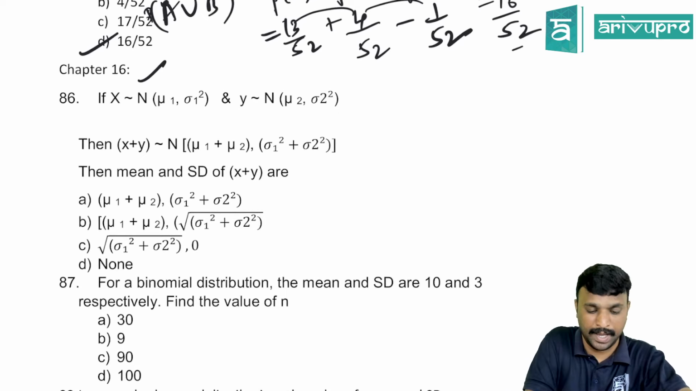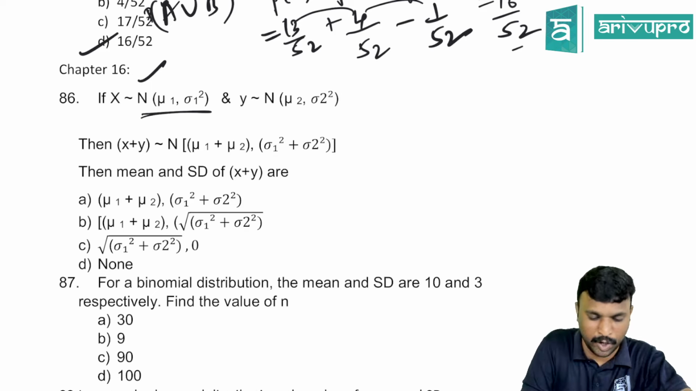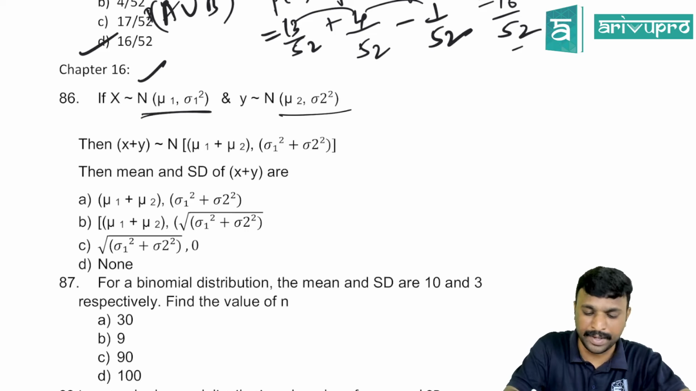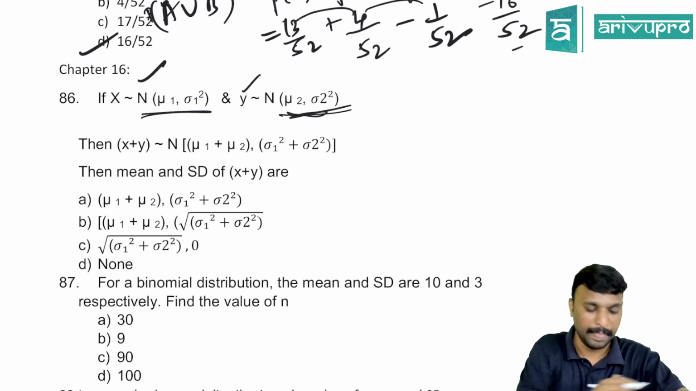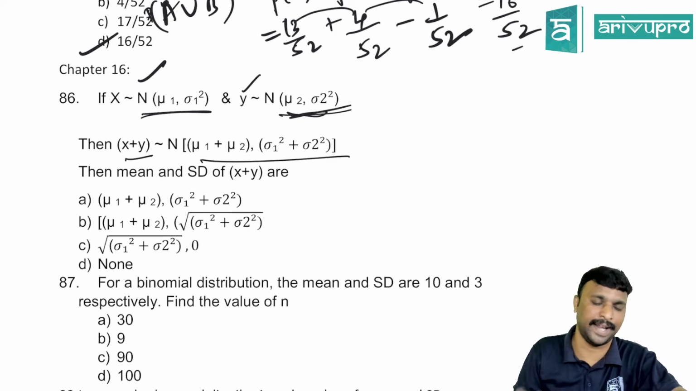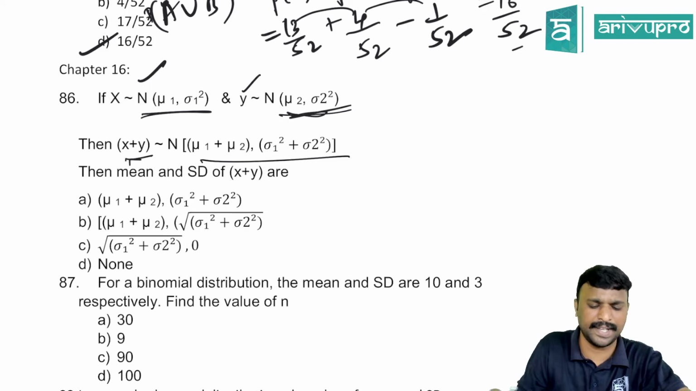The question is, if X is the random variable of the normal distribution with parameters mu1 comma sigma 1 square, and mu2 comma sigma 2 square are the parameters of the random variable Y. Okay, then X plus Y is this. It's definitely an additive property, right? X and Y are added here. The mean and SD of X plus Y, they're asking. What is mean? Mu1 plus mu2.